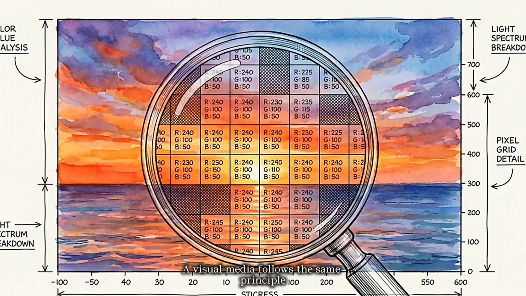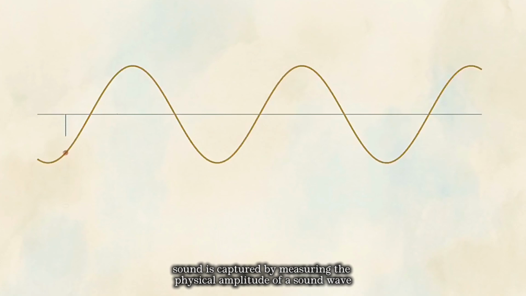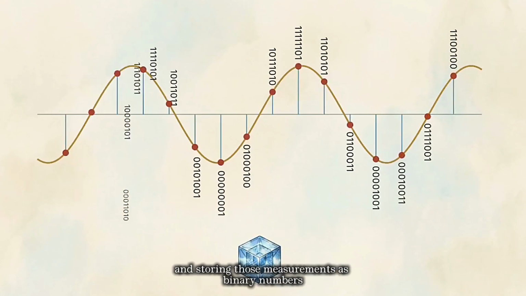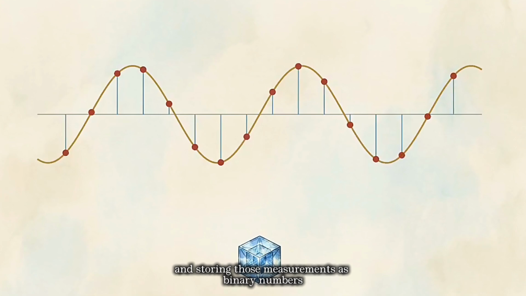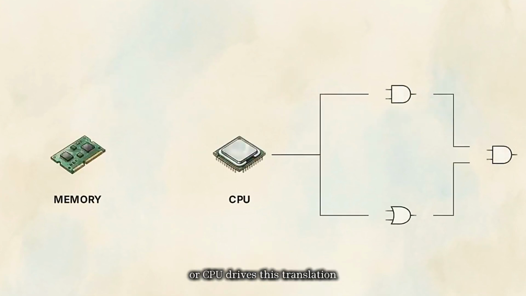Visual media follows the same principle. Screens are grids of pixels assigned numerical color values. Each color is a mix of red, green, and blue light, represented by numbers from 0 to 255. Sound is captured by measuring the physical amplitude of a sound wave thousands of times a second and storing those measurements as binary numbers. The central processing unit, or CPU, drives this translation.